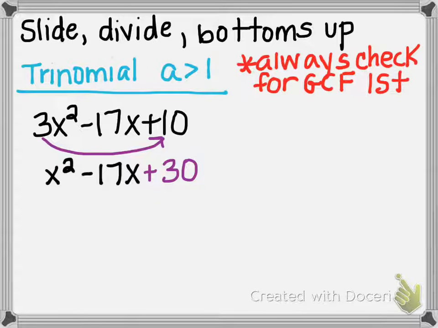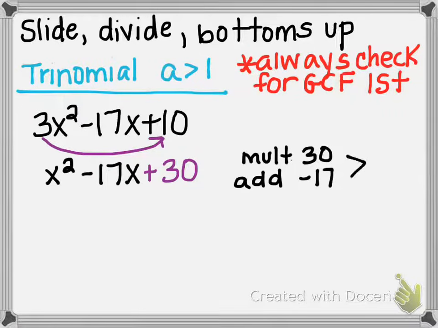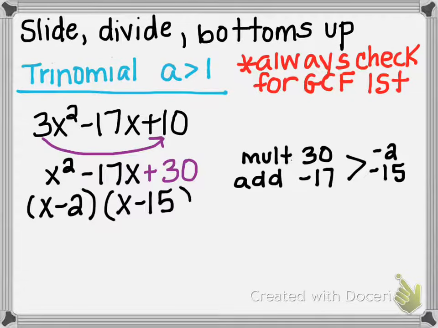So at this point, I need to find two numbers that multiply to give me 30, but those same two numbers will add to give me negative 17. So the two numbers that I know will work for that are going to be 2 and 15, but in order to make multiplication positive 30 and addition negative 17, we need to make it negative 2 and negative 15. So we're going to put it back together in our linear binomial. So that's going to be x minus 2, x minus 15.